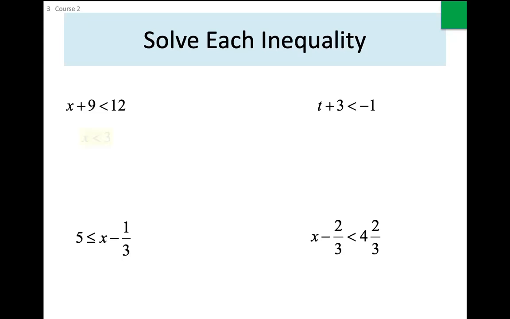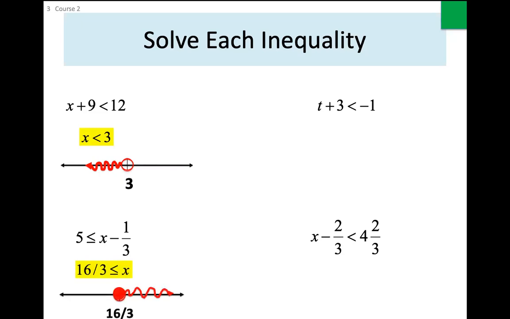All right, here we go. First one. X is less than 3 if you subtract 9 from both sides. So open circle, shade left. Bottom one, let's see, if we add 1/3 to 5, that's what, 15/3, and 1 is 16/3. Right? So closed circle, shade right.